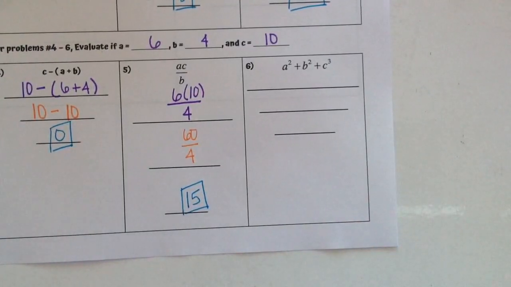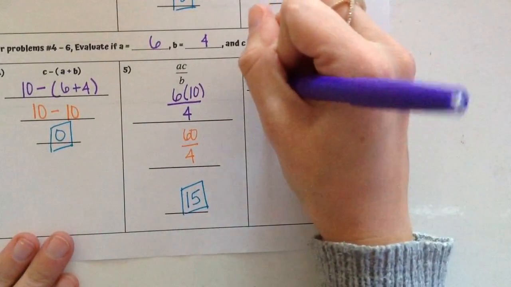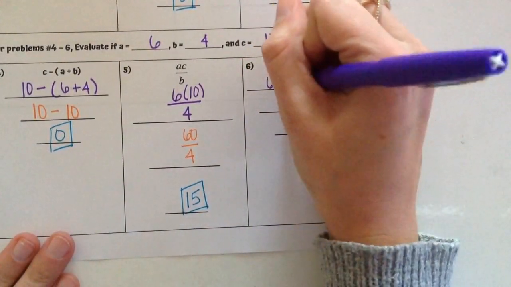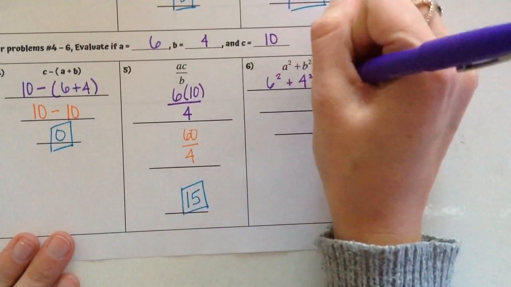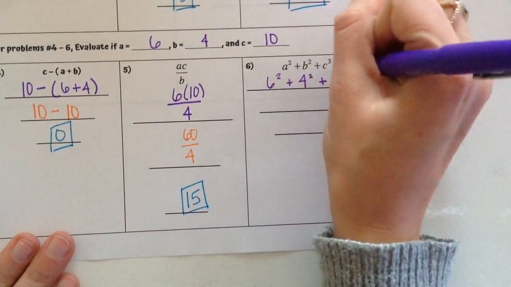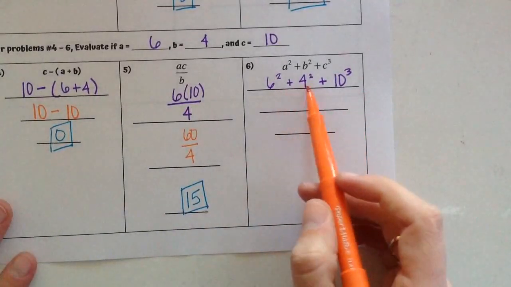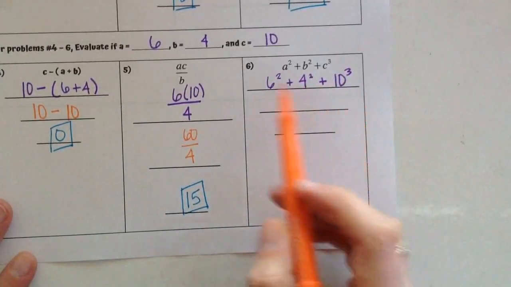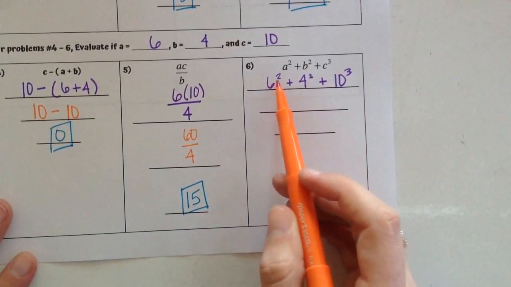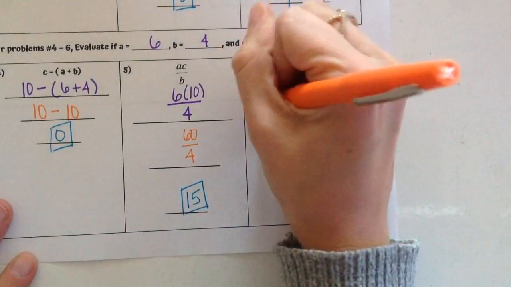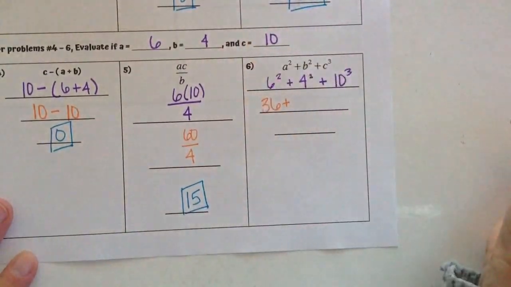A squared plus B squared plus C to the third power. So I'm going to first rewrite all of this. This is 6 squared plus 4 squared plus 10 to the third power. So again, rather than doing one step each time, I am going to just rewrite all of these on this next line. So 6 to the second power is not 6 times 2. It's 6 times 6, which is 36.